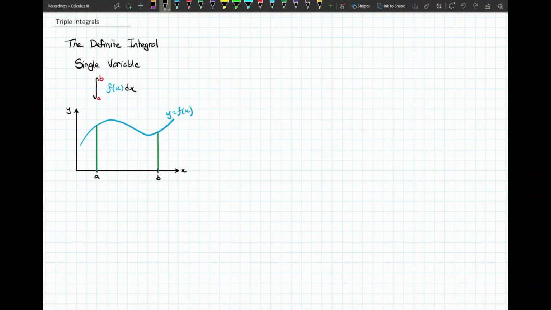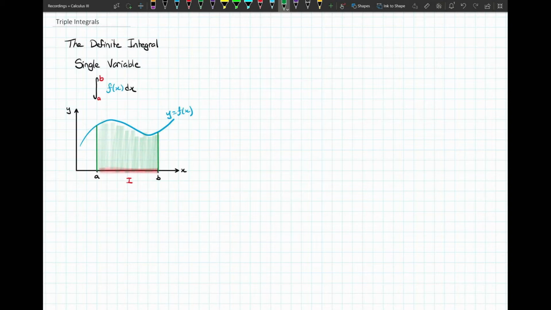Well, our original definite integral in single variable calculus was nothing more than just the integral of some function f of x over an interval from a to b. Now, we can visualize that here as a single dimension interval from a to b, and we can label that interval I. And geometrically speaking, what this definite integral gets us is it gives us the area of this shaded region bounded by the x-axis and the function y equals f of x.